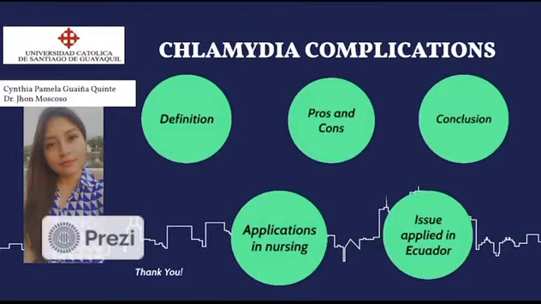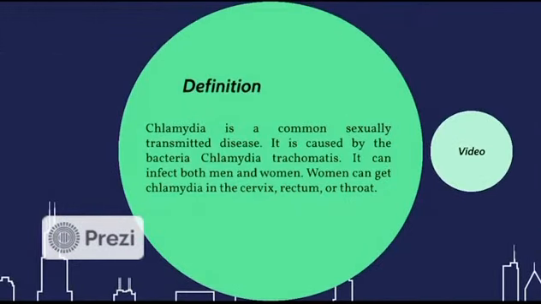I am going to talk about chlamydia complications. Definition: chlamydia is a common sexually transmitted disease. It is caused by the bacteria Chlamydia trachomatis. It can infect both a man and woman. Women can have chlamydia in the cervix, rectum, or urethra.